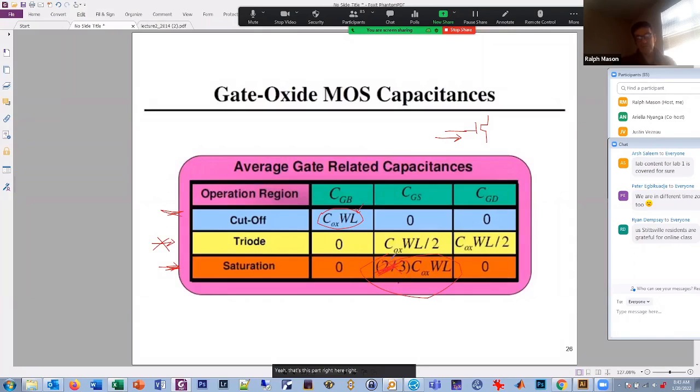So that's kind of my average, but we're just going to ignore that 2/3 to simplify things. We're just going to use C-ox W over L. So you could have said either one, but that's fine.